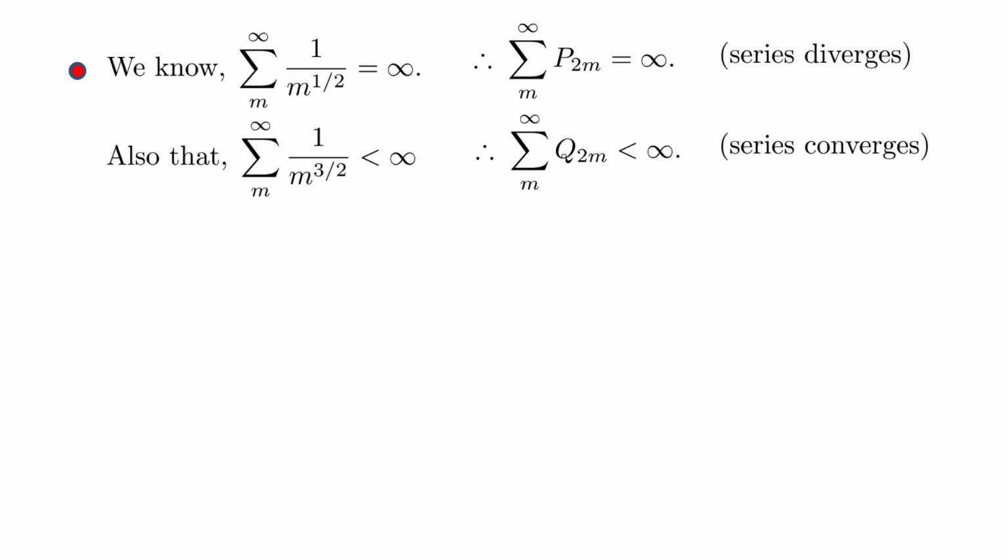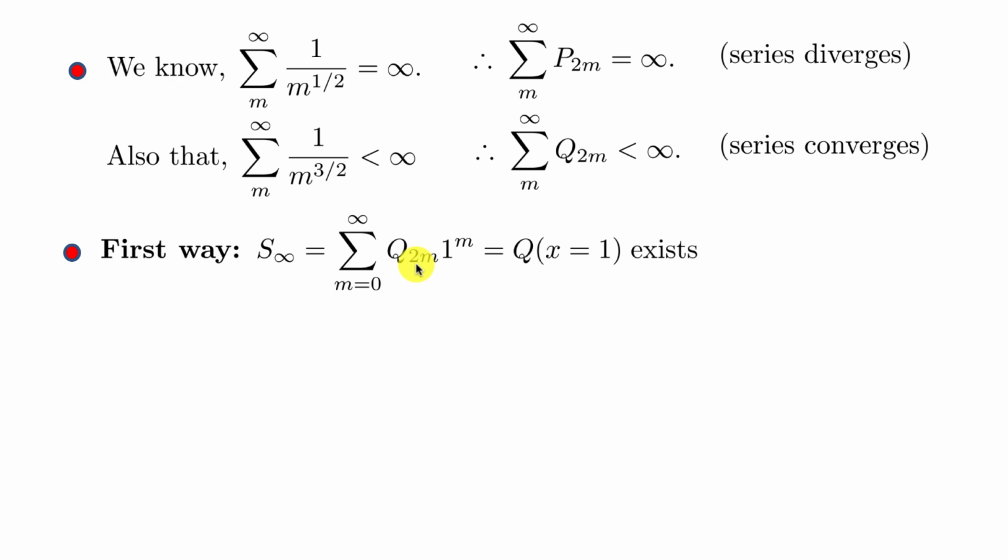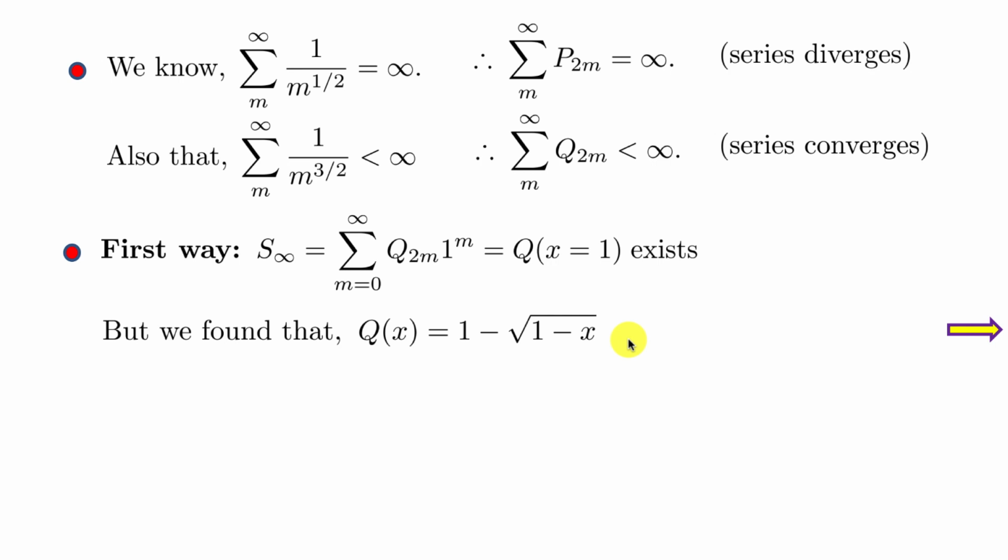I'm going to do this in two different ways. The first way is to note that S infinity is this series, which is of course the same as the moment generating function evaluated at x equals 1. We've just shown that this exists, and now we will see how to find the value. As you recall, we were successful in actually calculating q of x, and now put x equal to 1 over here, so this becomes 0, and so we arrive at our very important result that this series converges to the value 1. In other words, the probability that the man will eventually return home is equal to 1. It is certain that he will return home.